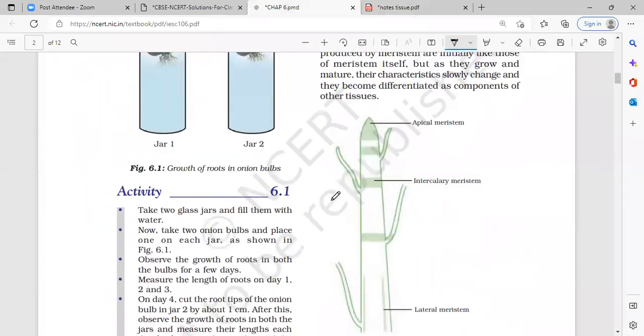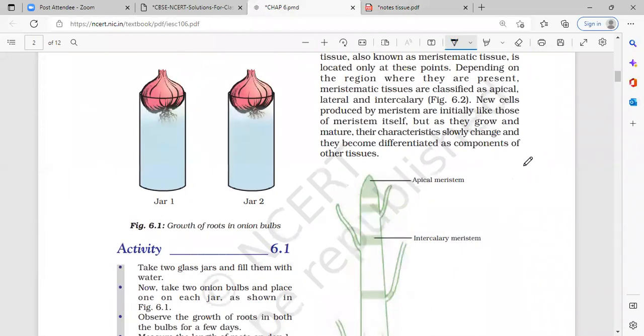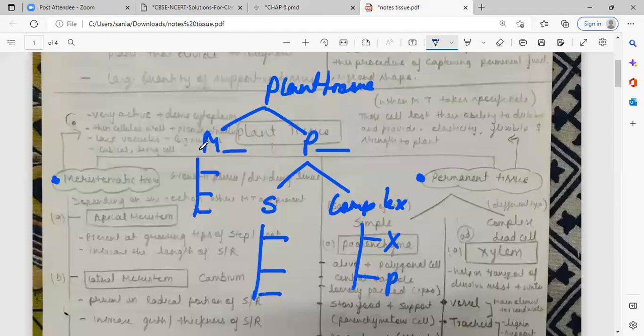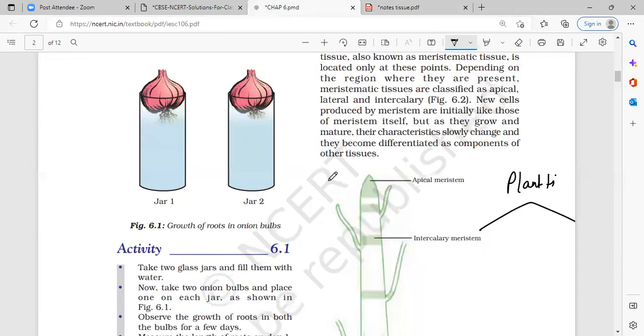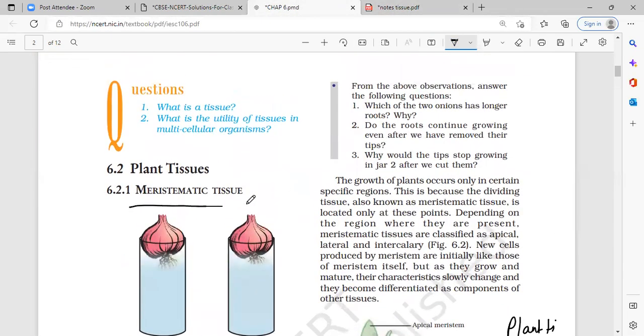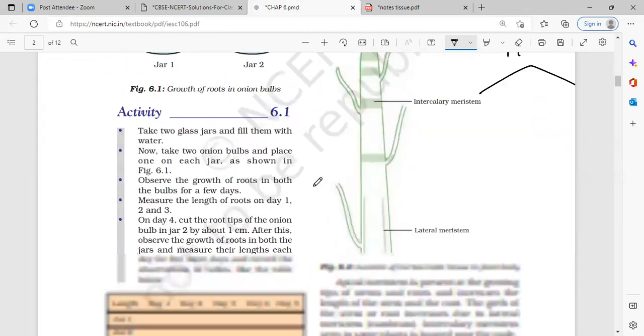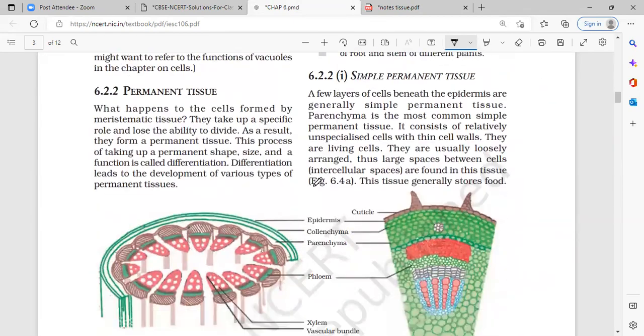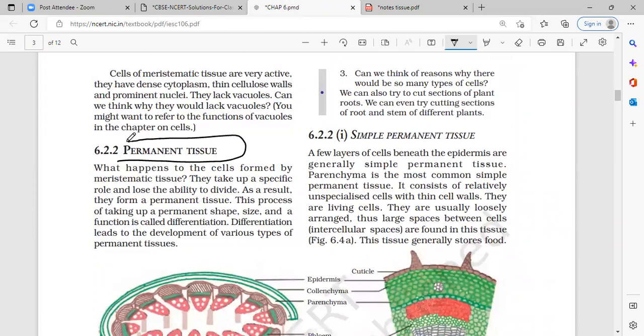Okay. So you will draw it along with me. Just do it like this. Write plant tissue and make it like this. Plant tissue. Then this meristematic tissue and the permanent tissue. Okay. Clear? Yes, we can see, ma'am. The meristematic tissue and the permanent tissue. Okay.